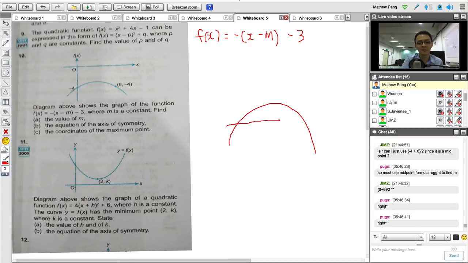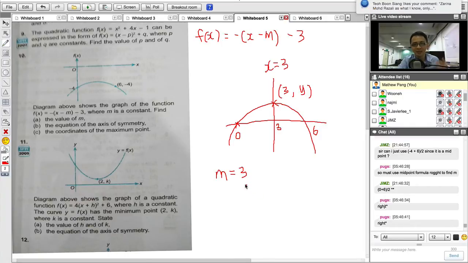If it is a parabola graph, it will be symmetric. So if this one is 0, and this one is 6, the distance over here is 6 units, right? Divide by 2, so here will be 3. So the axis of symmetry should be x equals 3. So I know my maximum point here will be (3, something). This is the first information I can get from the curve. So obviously my m is equal to 3.